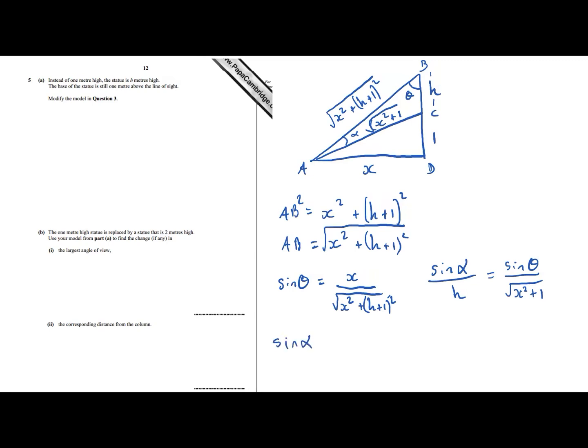See, I often doubt myself and make mistakes when I'm doing this. No problem. You can go back and fix them as you go along. So we're saying sine alpha is equal to h times sine theta, which is, so that's going to be hx over the square root of x squared plus h plus 1 squared divided by the square root of x squared plus 1.